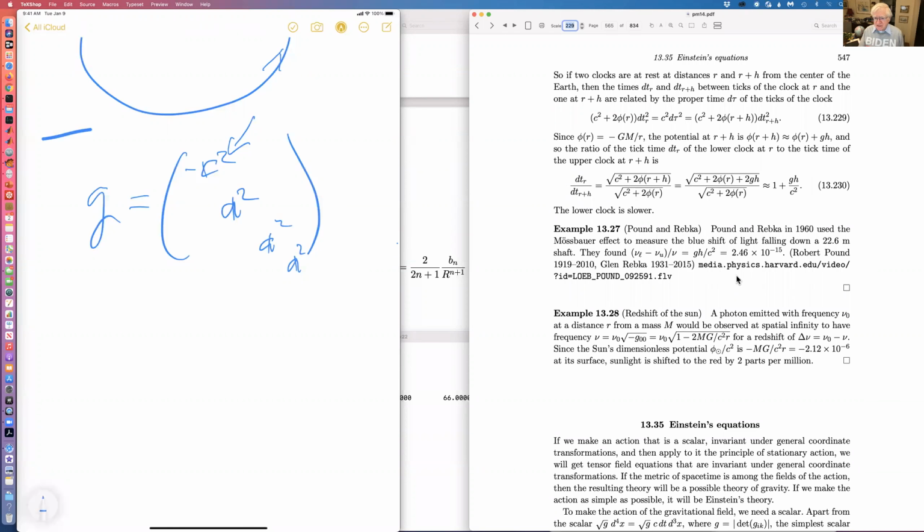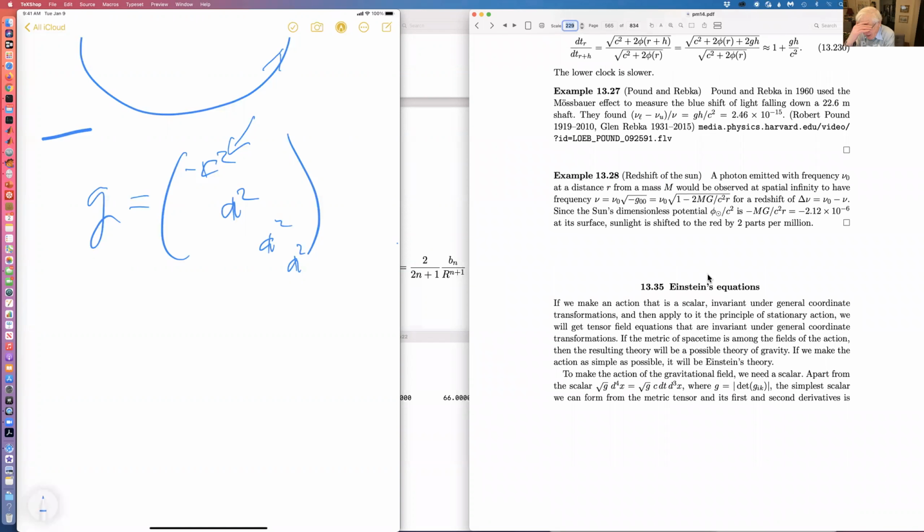Pound and Rebka actually died only within the last 10 years. If I'm not mistaken, Pound is somebody who did so many advanced things at such a young age. In fact, when he was young, it was the Second World War, and he did work, I think, for the English military during the Second World War, or for the Americans, I'm not sure. Anyhow, he was promoted to full professor at Harvard without pausing to get his PhD.